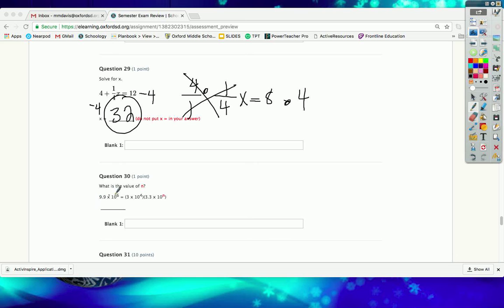Question number 30, the easiest way to solve this is to take the 9.9 times 10 to the 6th and divide it by the 3 times 10 to the 4th, on both sides. And when you do that, it will tell you in your calculator what the variable n should represent just by looking at the exponent. So it is actually supposed to be 2.